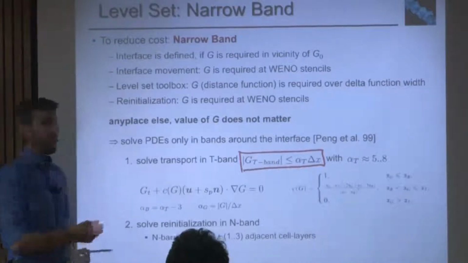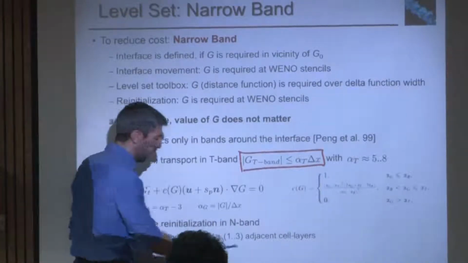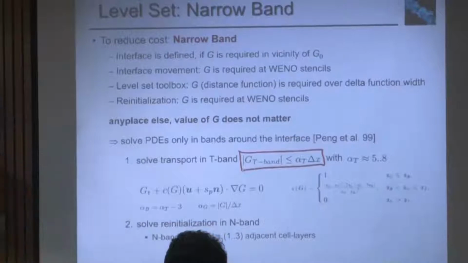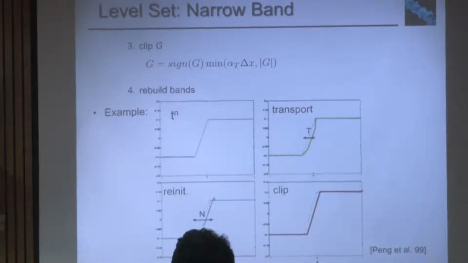So that's for the transport. Then you have another issue, which is that you need to reinitialize a bit further than the transport. If you need to be able to say when to stop the transport, you need to know that the cell right outside the transport band is far enough away to not be in the transport band. So that assumes that you reinitialize a little bit further outside than the transport band. So you'll transport in the region of maybe 5-6 cells. You reinitialize in a region that's maybe 7-8 cells. Then after you've done that, you'll clip everything that is outside your band. You'll clean it up, and then you update your band and you go again.